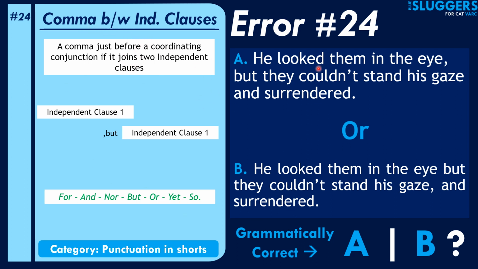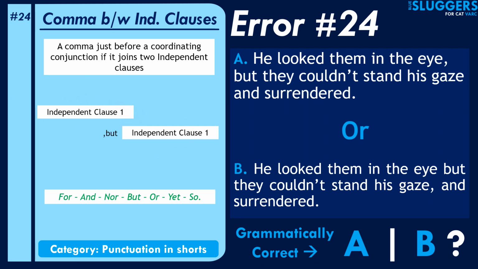Now before we look at the sentence, let's first try to understand it from the formal rules. This is a case which tells us how to use a comma in expressions or sentences which are made up of two or multiple independent clauses. The rule goes something like this: a comma just before a coordinating conjunction if it joins two independent clauses. So suppose you have an expression made up of two independent clauses.